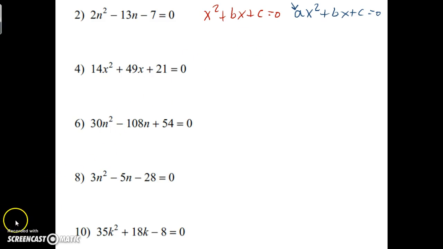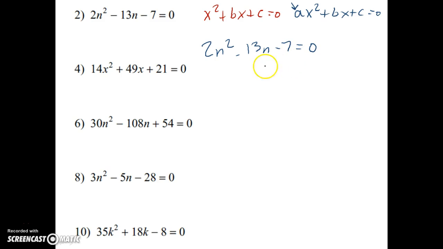So let's go ahead and begin with our first example. We've got 2n squared minus 13n minus 7 equals 0. The first thing I do is I check for greatest common factors. Did 2n squared, 13n, and 7 have anything in common? 2, 13, 7? No. N squared, n, nothing? No. This does not have a greatest common factor.